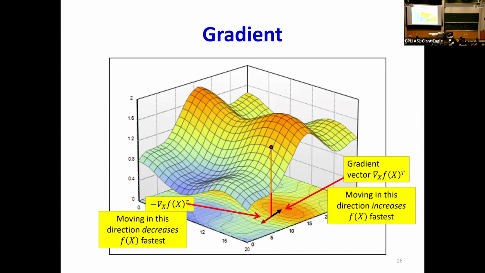And if you walk exactly opposite to the gradient, conversely, the function is going to decrease fastest, right? Is that clear for everybody?